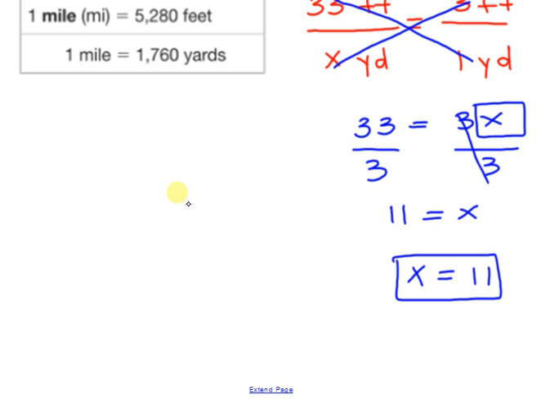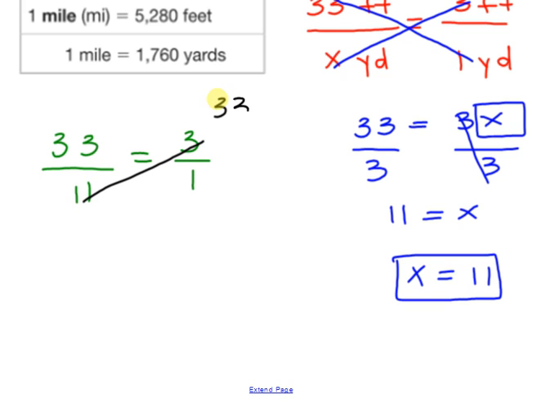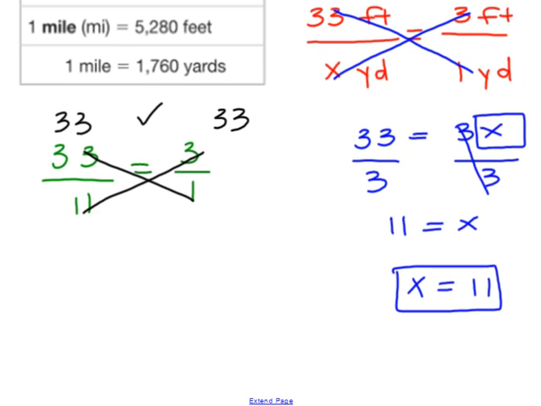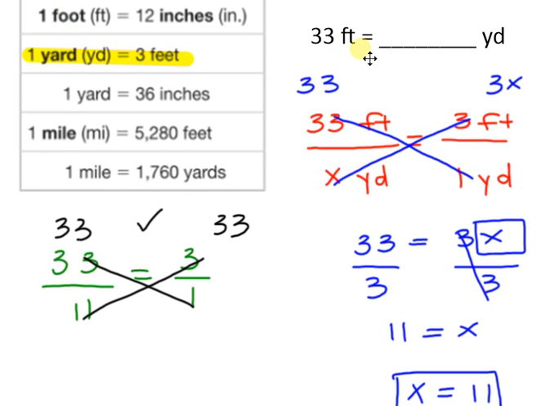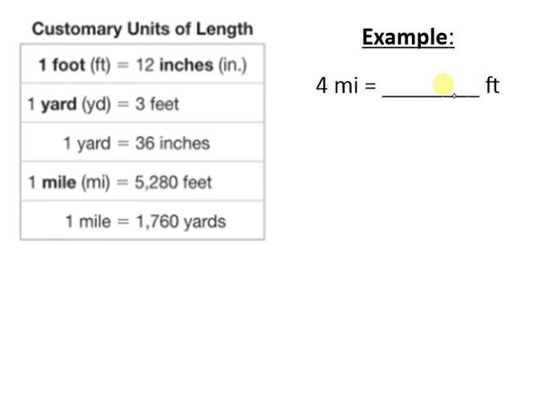It's always a good idea to check to make sure that our proportion works. So 33 over 11, instead of x we put our 11, equals 3 over 1. 11 times 3 is 33, and 1 times 33 is also 33. That's how we make sure that it works. So 33 feet equals 11 yards. That's our answer. All right, next problem.